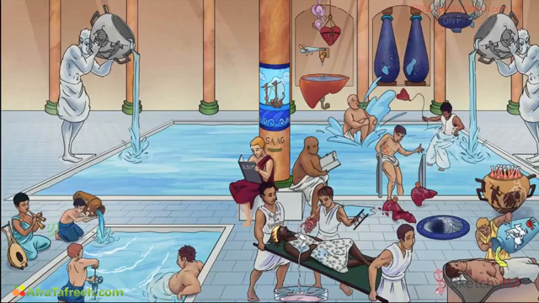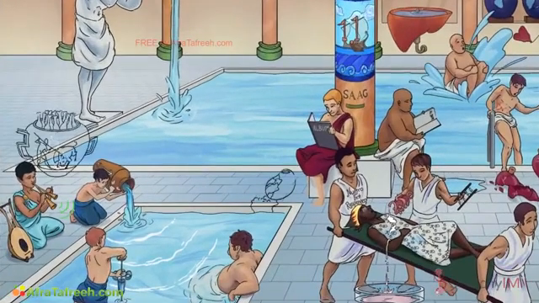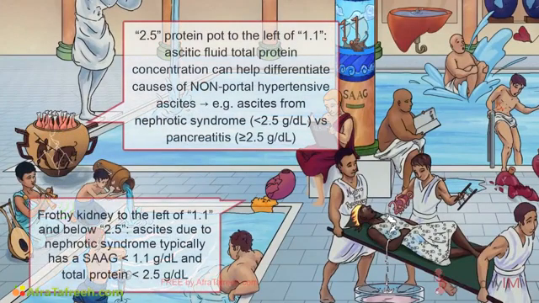Remember, SAAG will be less than 1.1 here. Again, let's organize the causes by the paracentesis findings. First, nephrotic syndrome. Ascites occurs due to loss of protein in the urine, which is depicted here by this frothy, proteinaceous leak from this kidney pot. This leads to a decrease in plasma oncotic pressure. Leaky abdomen, here we come.